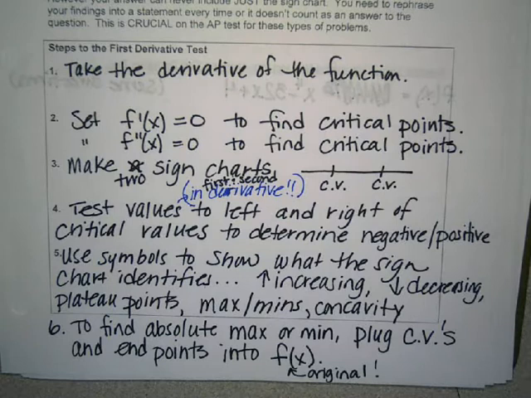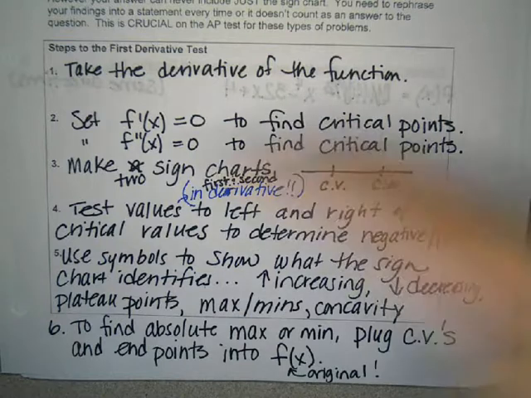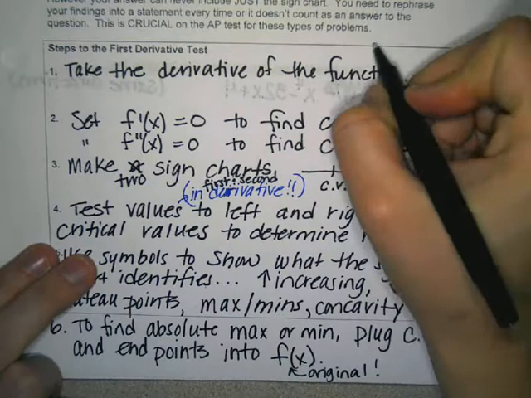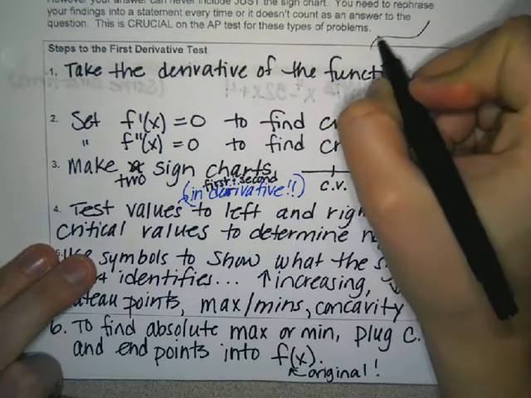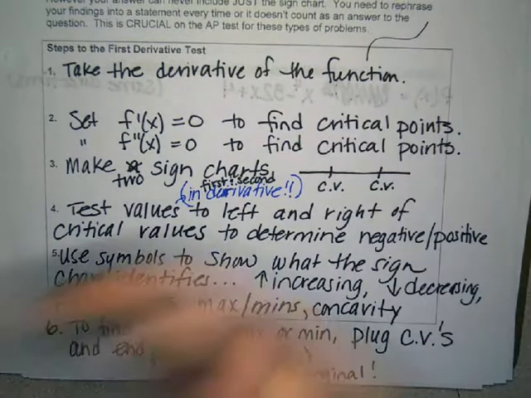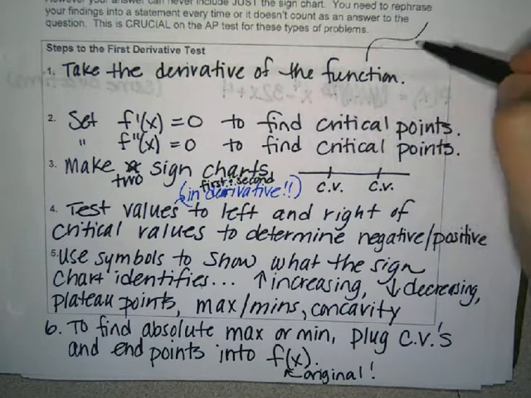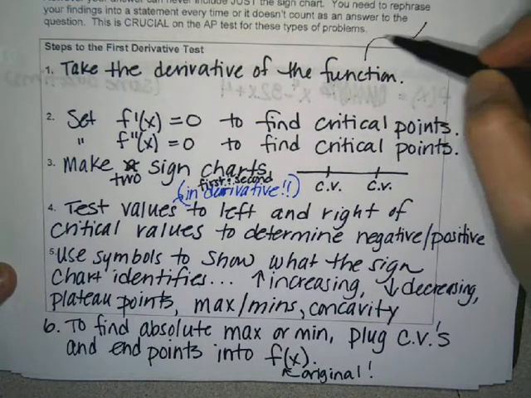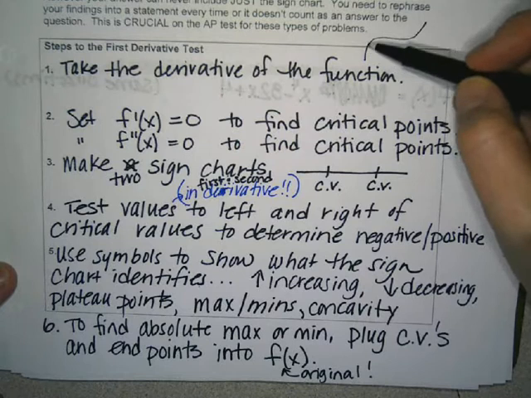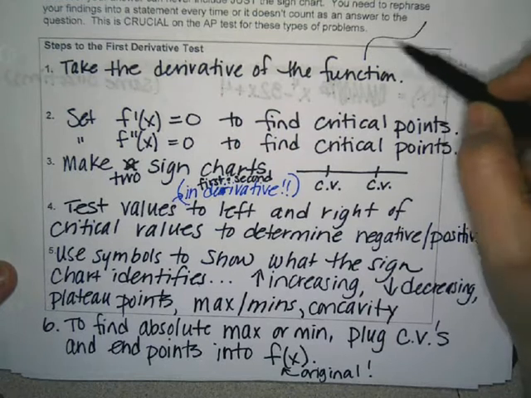So when we fill out our sign chart, it'll tell us something about the function. It'll tell us where we're increasing, where we're decreasing, where we have plateau points. Remember, plateau points are not max or mins, but they're places where your function is continually increasing but plateaus a little bit. Where you have max or mins, where the concavity is, or what the curvature of the graph is. For example, in this curve that I just drew, this would be considered concave down because the curvature is in a downward direction. And this is where it switches to concave up.